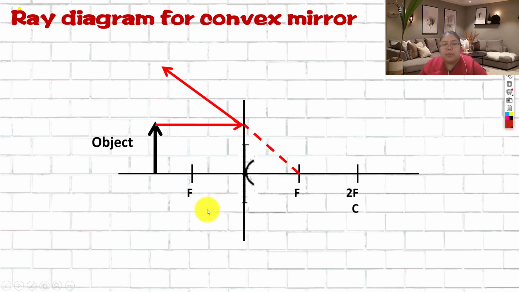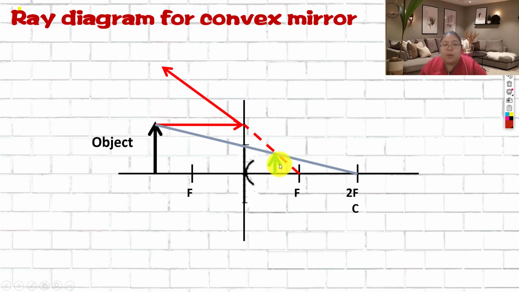Then how about the third ray? The third ray goes to the C, so it goes straight toward the C. From here, where they cross, this is the crossing point. So now we see the image is located here.